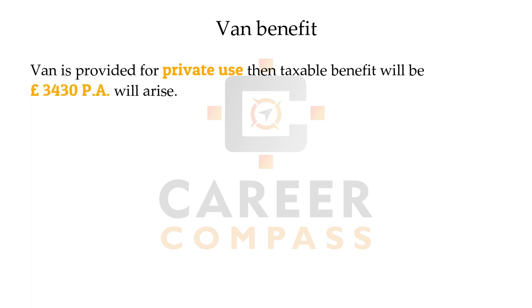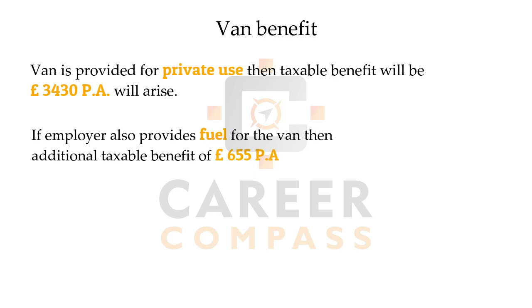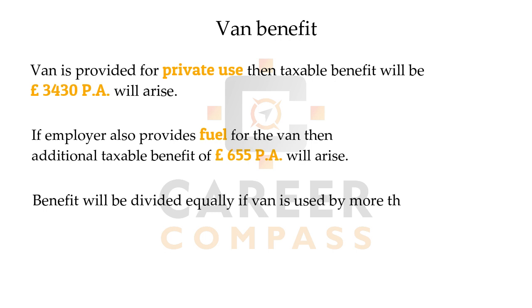The taxable amount is given very simply, students: 3430 pound per annum for the van given, and if the employer is giving you the fuel also for that van, then 655 pound is given. Here also, students, if the van is used by more than one employee, then the benefit will be divided equally.